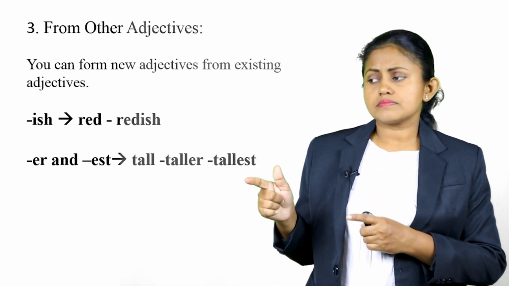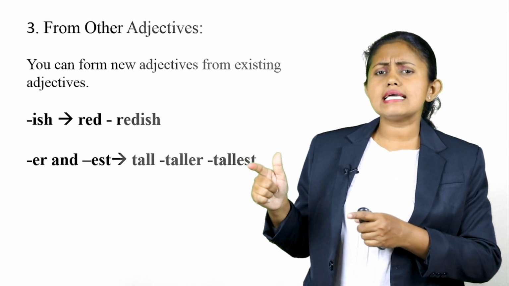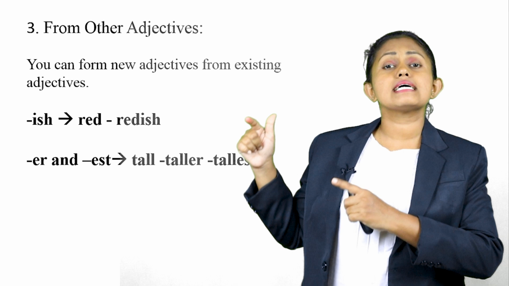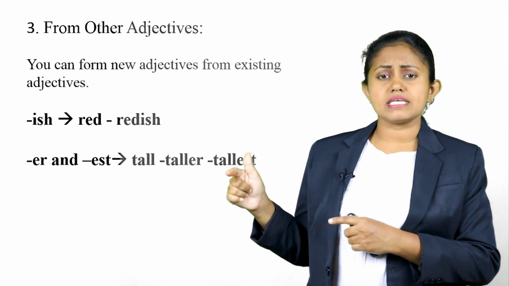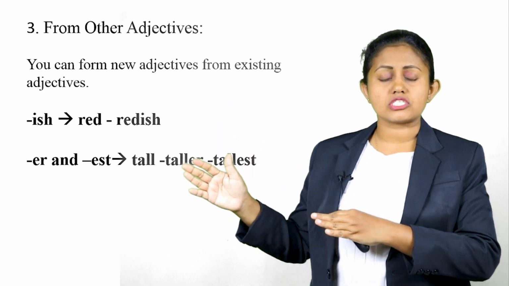ish. For the adjective red, you can add ish and make another adjective. It gives another meaning. So, the adjective red becomes reddish.